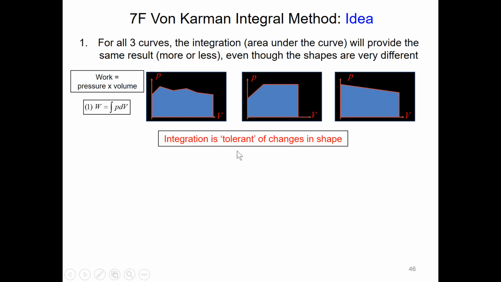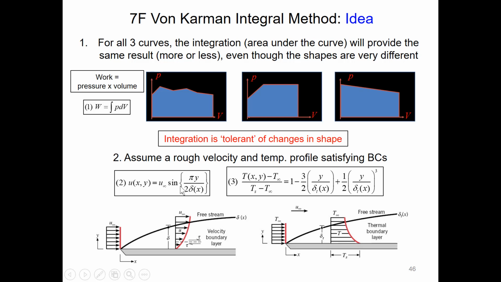This idea was borrowed and applied by von Karman to obtain the friction and convection heat rate. Let's find out how. First, we assume a rough velocity and temperature profile like the curve, which satisfy the proper boundary conditions. For example, we use sine function to approximate the velocity profile. We use the polynomial to approximate the temperature profile.